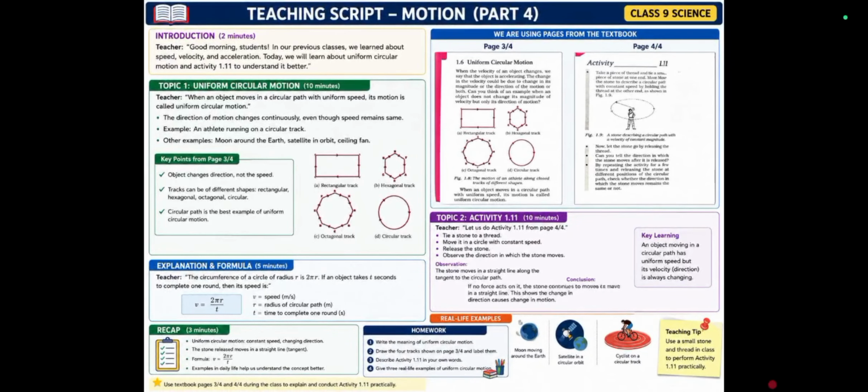I hope that all of my dear children understand this topic. Thanks for listening to my lesson today. Today we have completed the lesson motion. I hope that all of the topics in motion are understood, and you do some activities on your own at home also.